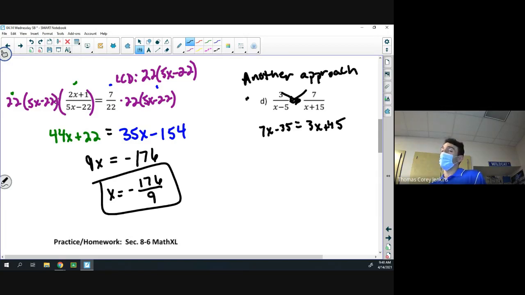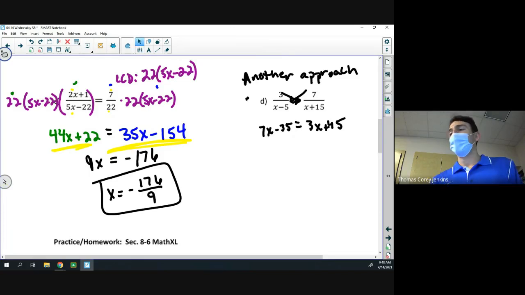And in either way, you're doing the same thing, right? So if we think back to the example we just did, if we would have used cross products there, we would take 2x plus 1 times 22, which we did, right? And we would take 7 times 5x minus 22, which we did, right? So either way, we're doing the same thing, just two different ways to meet the same ends. Okay, so I'll hold off on finishing D. You can feel free to do that on your own, but that'll be on the filled out note.